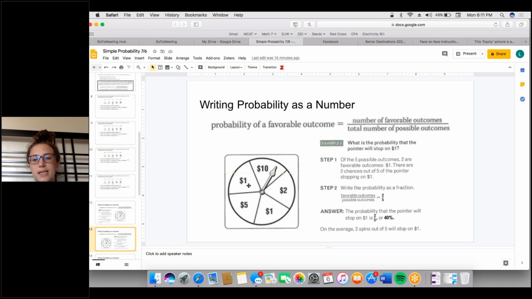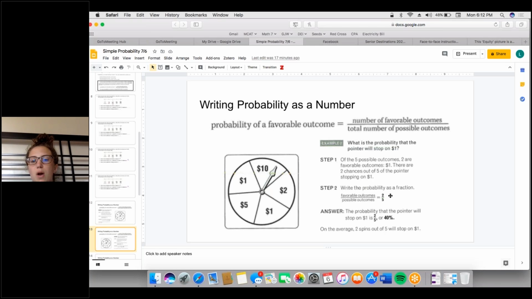So our denominator stays the same because our total number of possible outcomes didn't change. But now I'm looking for my number of favorable outcomes. And in this problem, favorable outcomes means sectors that have $1 on it. And I notice that there are 2 sectors that have $1 on it, which means I have 2 favorable outcomes. So now my numerator in step 2 becomes 2, because there are 2 different ways I could get $1. My number of possible outcomes stays the same as 5, because my spinner still has 5 spots on it.